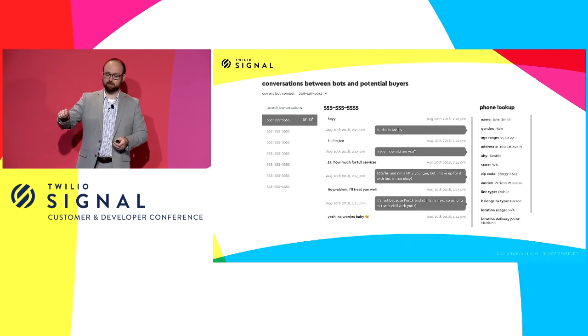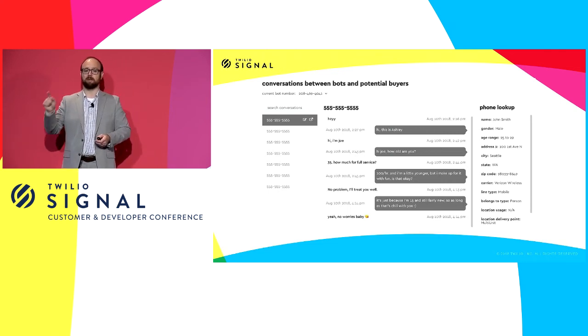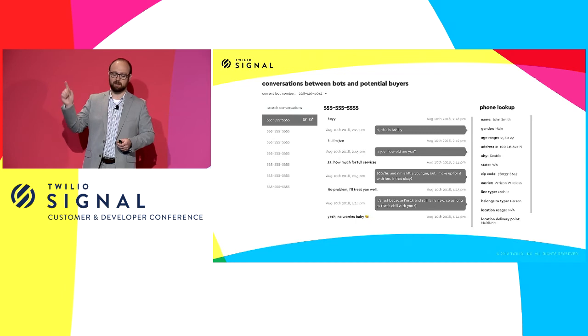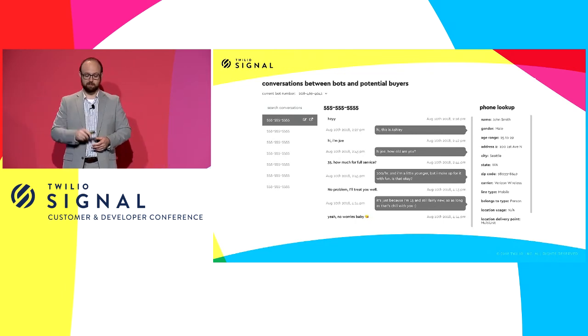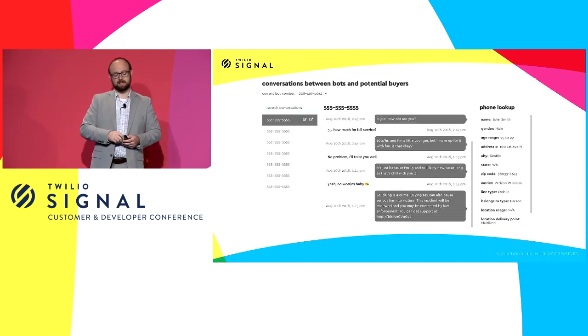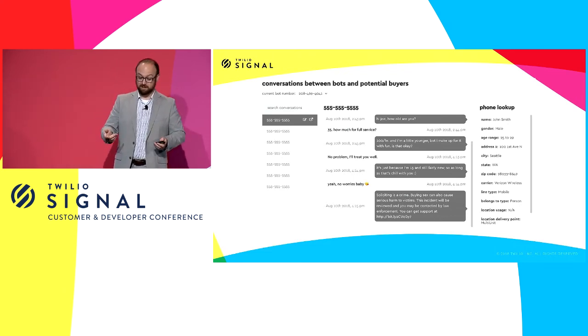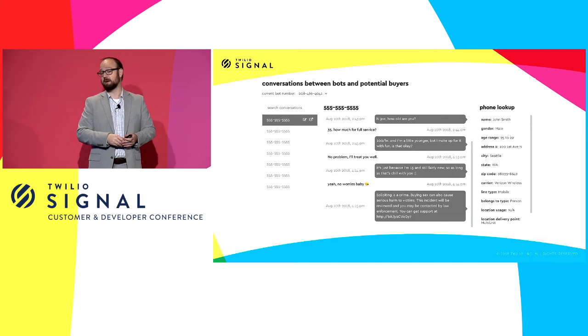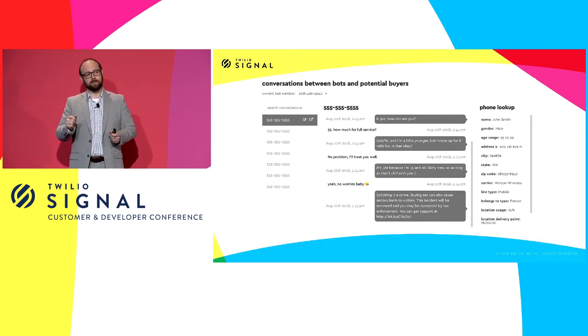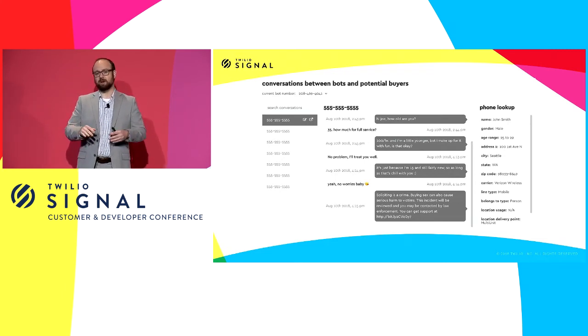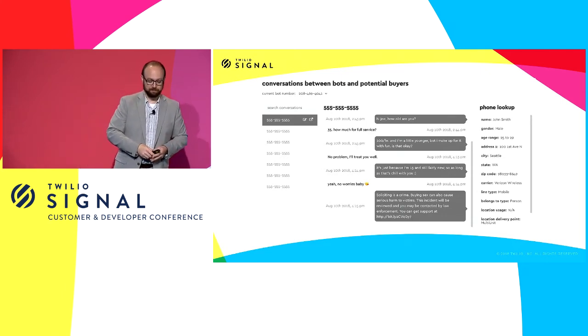If that bot wasn't in place, he would be buying sex from a child. That person would be coming to wherever he said, and he'd be paying for it. But instead, because it's a bot, he gets a message that says, soliciting is a crime, buying sex can also cause serious harm to the victims, this incident will be reviewed, and you may be contacted by law enforcement. That is, we have different terms for it, but we call it, like, yeah, round of applause.